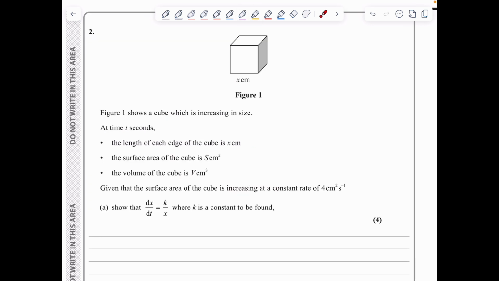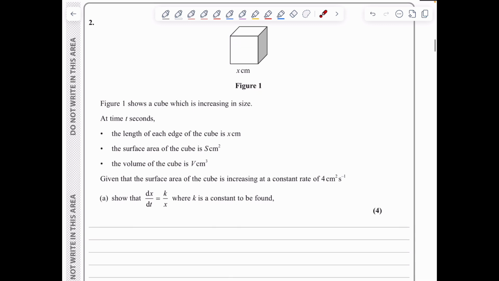In question 2, we've got this cube which is increasing in size. We are told that the length of each edge is x centimeters, the surface area of the cube is capital S, and the volume is capital V. Additionally, we are told that the surface area is increasing at a constant rate of 4 square centimeters per second, and we need to show that dx/dt, the rate of change of the edge of the cube, is k over x, where k is a constant to be found.